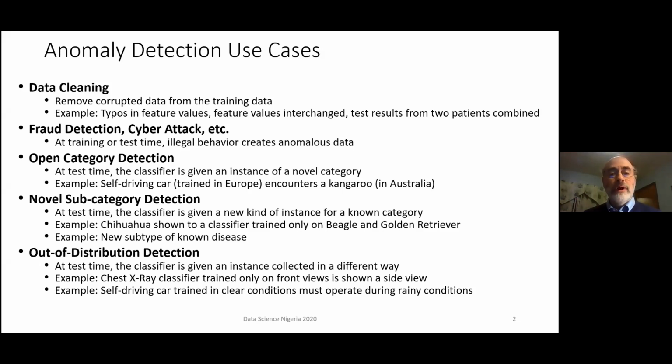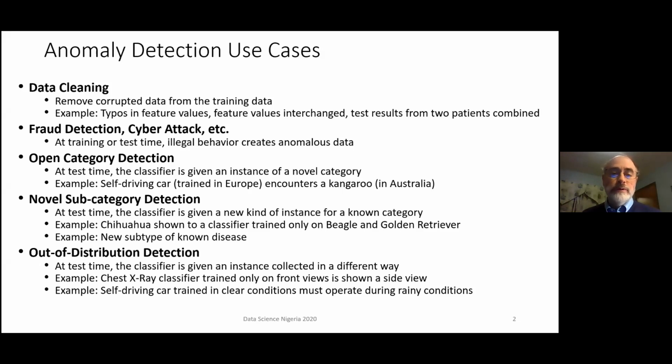Another case is fraud detection and cyber attack, where we're in a law enforcement type situation or a defense type situation. Obviously data cleaning we do to prepare data for some other task. But for fraud detection and cyber attack, at training or at test time, the thought is that illegal behavior or adversarial behavior creates anomalies in the data, and we hope to detect those.